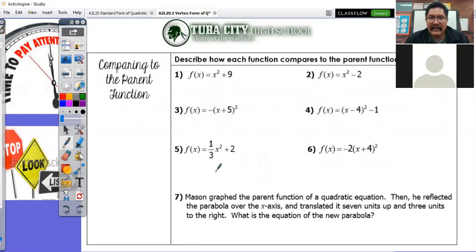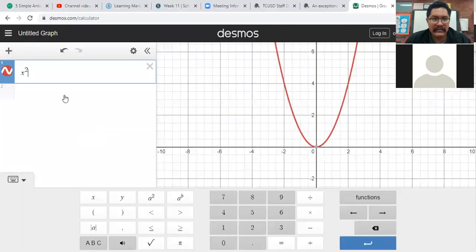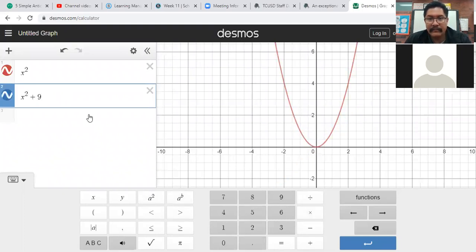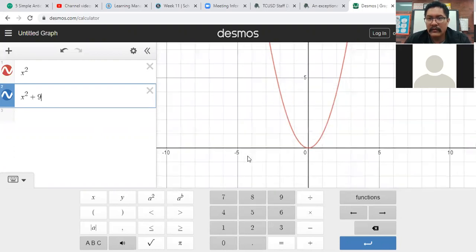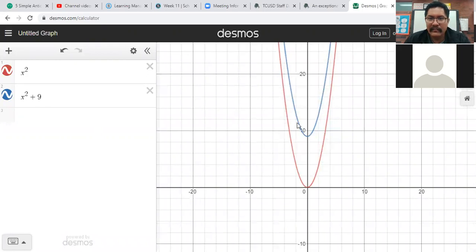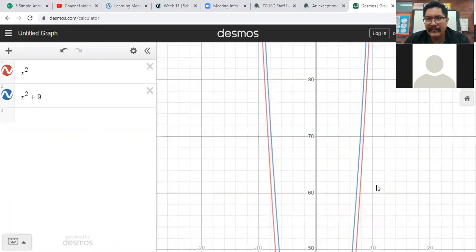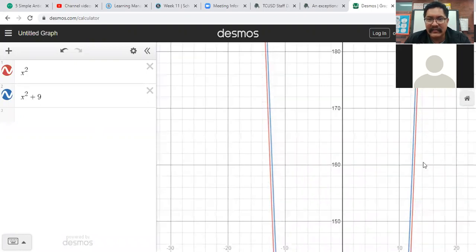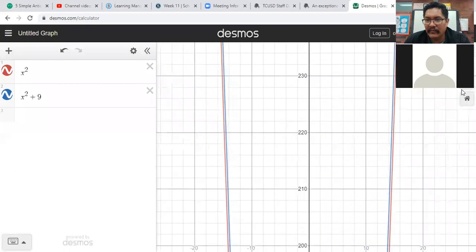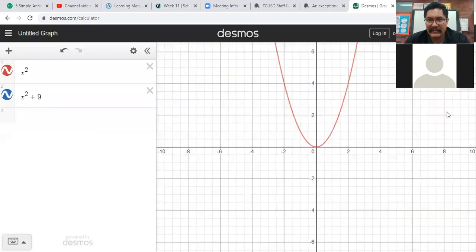So we need to describe how each function compares to the parent function. Let's look at this first one, x squared plus 9. There it is. It should be the same shape. I know it doesn't quite look like it. It looks like one might be bigger than the other, but as you zoom outward or zoom upwards, the shapes match each other a little bit more.